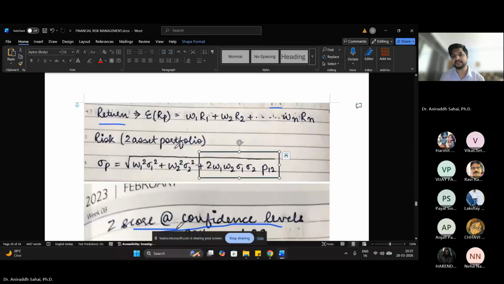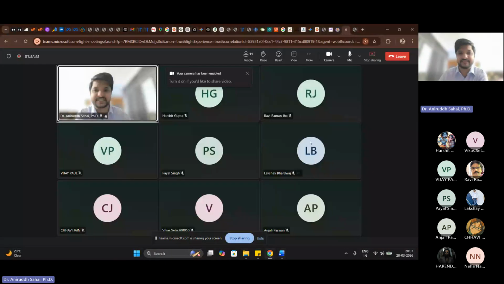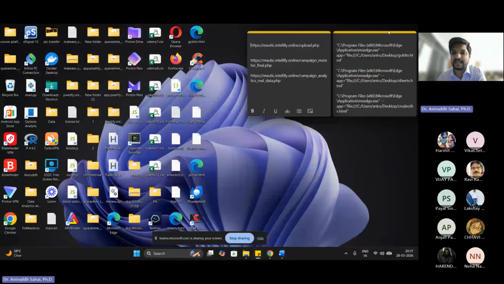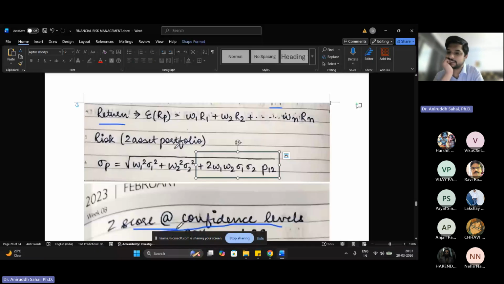If this correlation is negative, तो इसका मतलब क्या हुआ? Why am I asking you this question? What is the implication of this thing? If you want to minimize the risk on your entire portfolio, should you include assets with very high positive correlation, with zero correlation, or with negative correlation? If you want to minimize the risk on your portfolio, should you include assets with perfect positive correlation, zero correlation, or negative correlation?